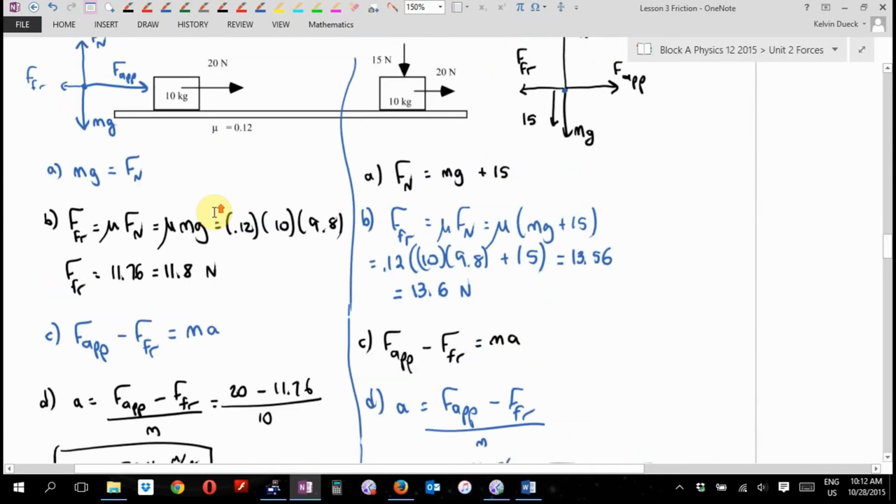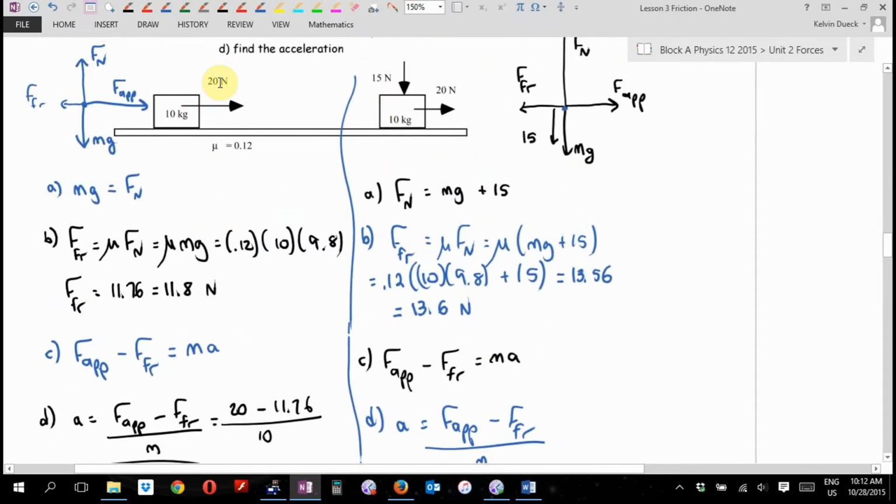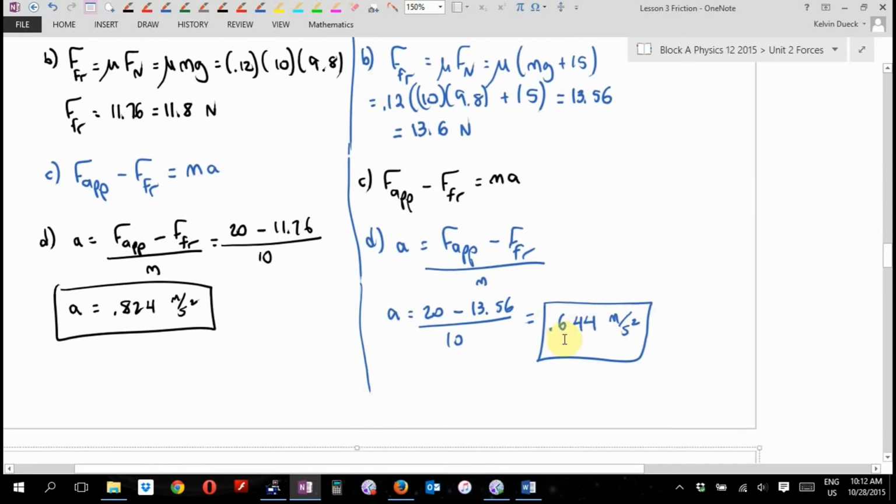So we finished looking at this example where we had 20 newtons, mu equals 0.12. Oh, but this time we were also pushing down. And we said, oh yeah, if someone pushes down, it won't accelerate as fast because friction got bigger. Did the mass get bigger? No. Did g get bigger? No. Did mg get bigger? No. What got bigger? The normal force.